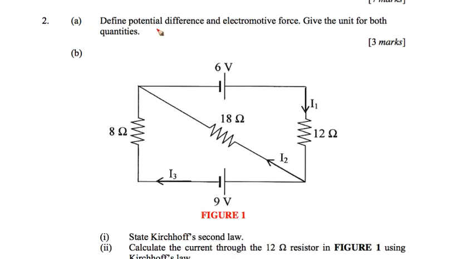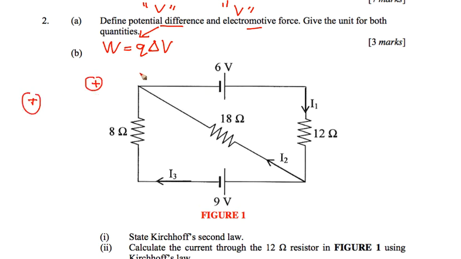Question number 2: define potential difference and electromotive force. Both have the same unit, volt. But for the definition of potential difference, you can refer to the work done to bring a charge from infinity to a certain point. Let's say this is a point charge Q, moving a positive charge from point A to point B. At point A you have a potential VA, and at point B the potential VB. So the work is the magnitude of the charge Q times the potential difference between A and B.